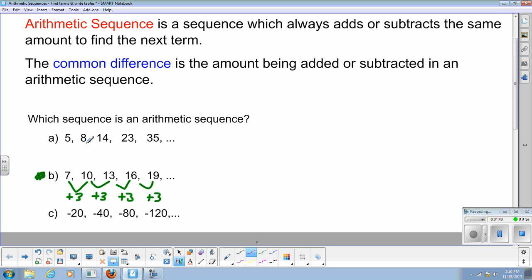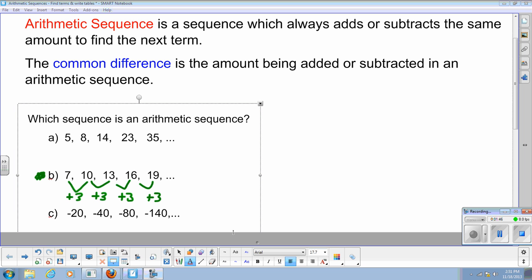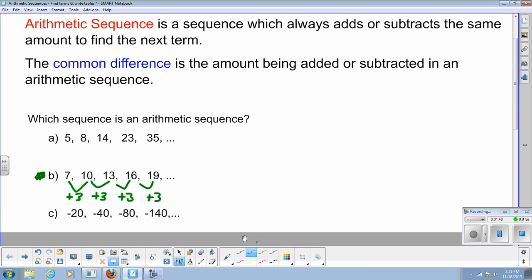So let's take a look at sequence A. Why is that not an arithmetic sequence? Well, 5 to 8, that's also plus 3. But 8 to 14, plus 6. 14 to 23, plus 9. And 23 to 35, that's plus 12. So the sequence has a difference, but the difference is always changing.